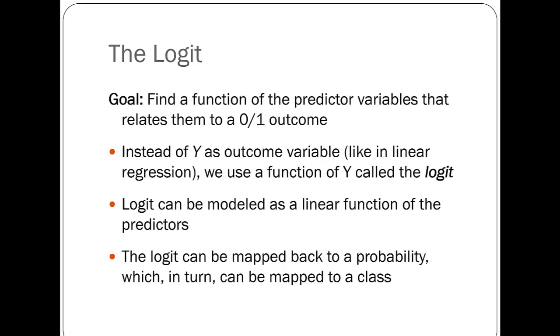So what we're trying to do is find a function of our x variables that relates to our y variable, which, as we mentioned just a second ago, is either 0 or 1. And so instead of setting up a linear regression model that says y is equal to some function of the x's, we're going to take another function, a nonlinear function of y, and call that the logit function. And then we're going to model the logit as a linear function of the predictors. And once we have that, then we're going to map the logit function back to the y variable.